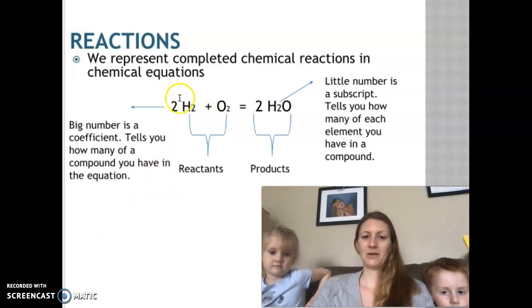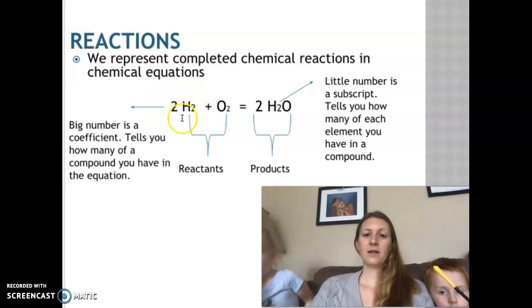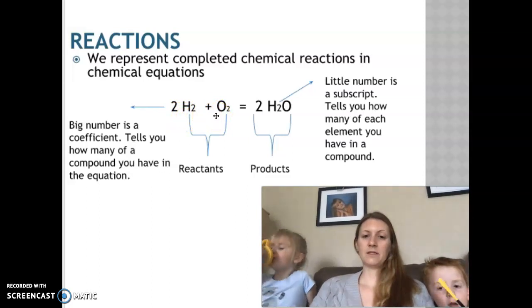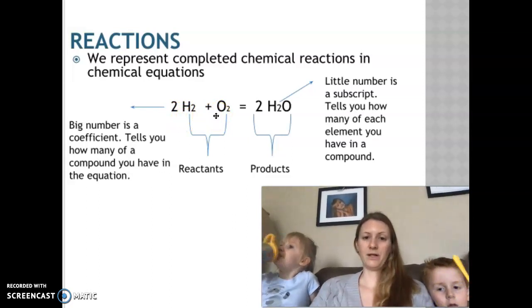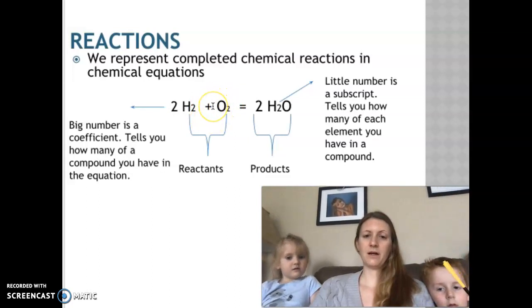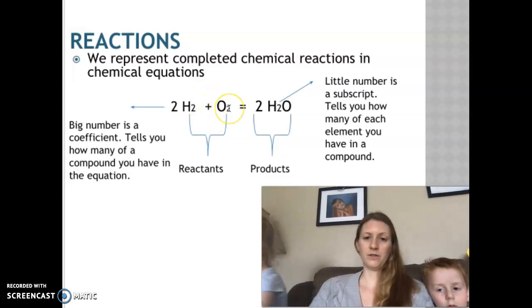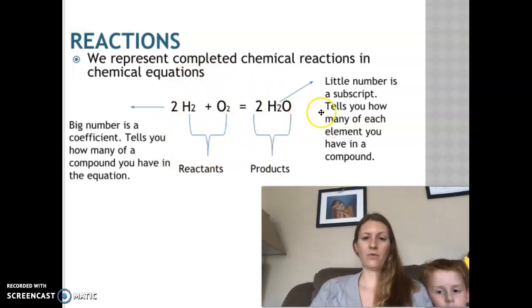Okay, so this is a coefficient. It's a big number. Tells you how many of this whole thing that you have. So if I put 2 here, it means I have 2 H2s. When there's nothing, that means that there's only 1, so you assume a 1. So because there's no number here, we just assume that I have 1 O2. Everything that I start with, so everything on the left side, are what we call reactants, and everything on the right side are the products.